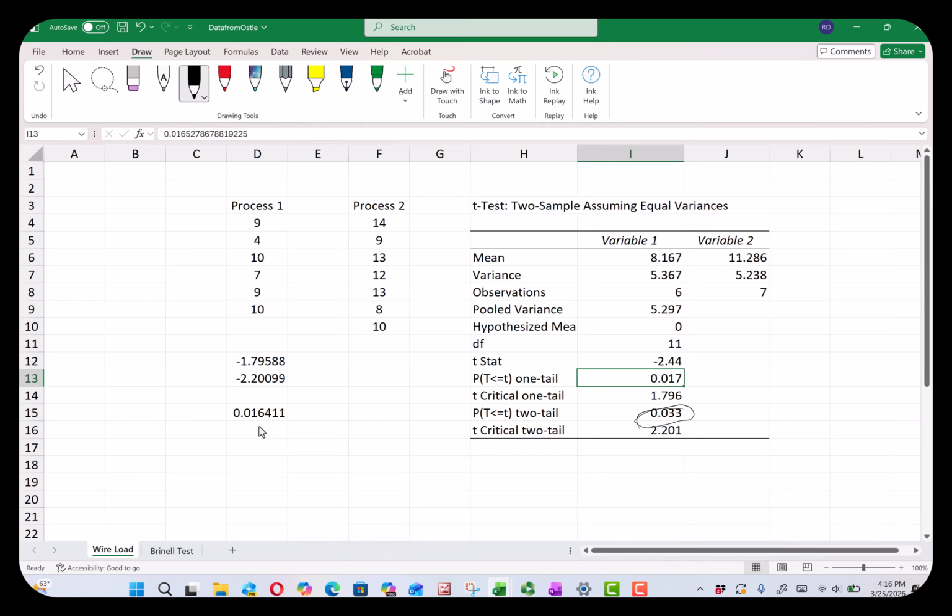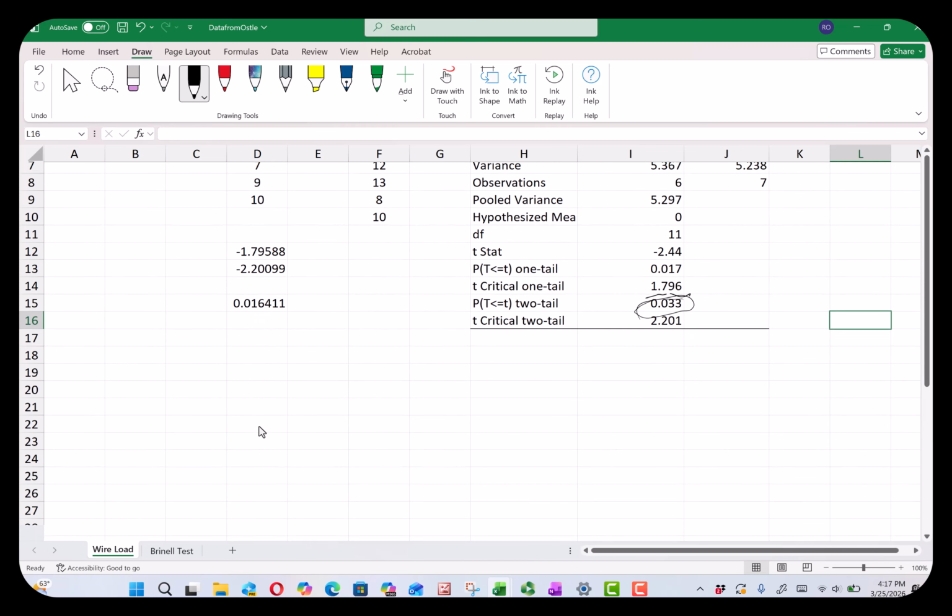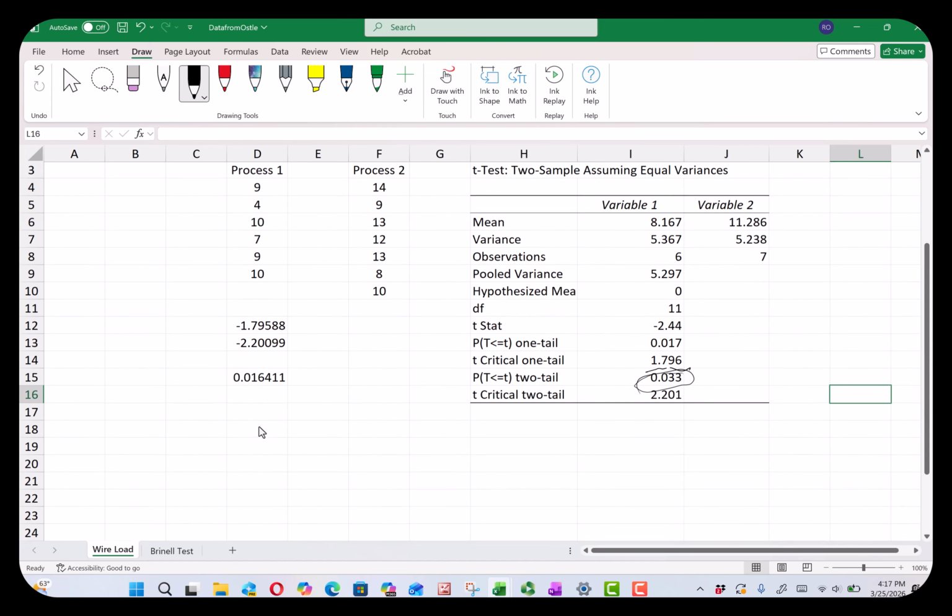No calculations required. So minus 2.44 is to the left of minus 1.796. So we would reject if it were a one-tailed test on the left, and minus 2.44 is less than minus 2.201, which would be if it were a two-tailed test. So we're still outside of that, and the result is to reject the hypothesis that the means are equal.